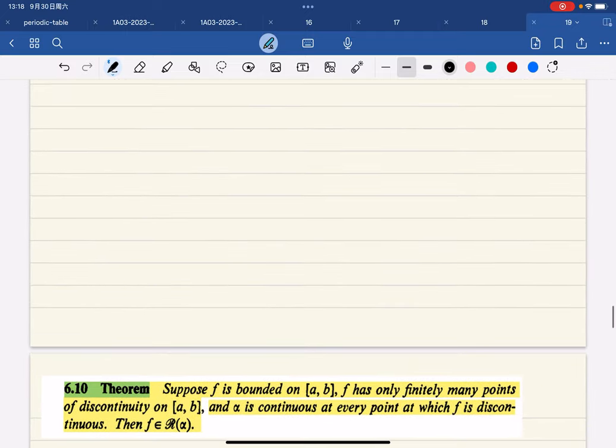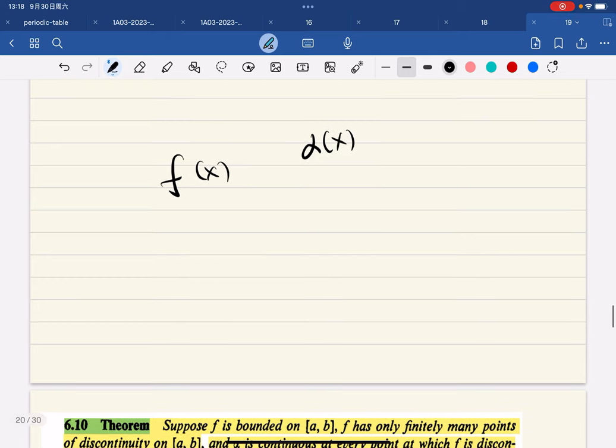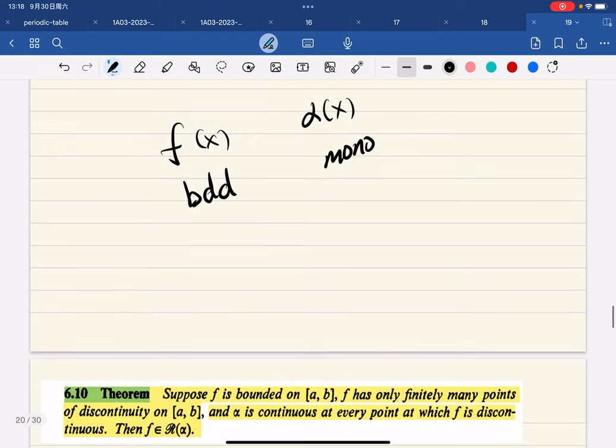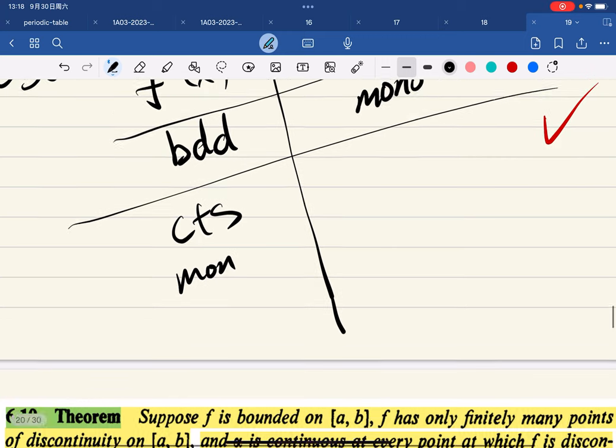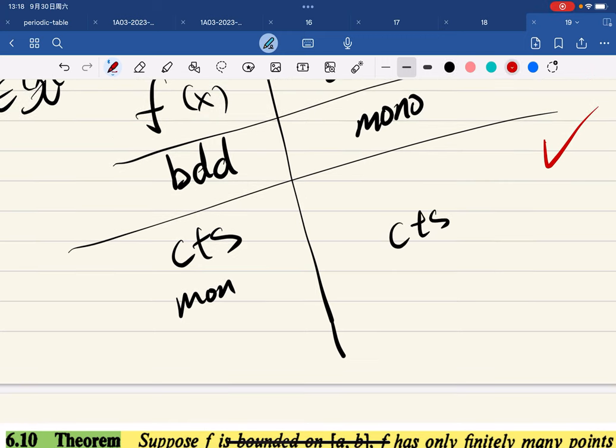So let me just make a chart to make this simpler to understand. We have alpha(x) and f(x). We have f(x) is bounded, monotone, right? And we have if f is continuous, then does the integral exist? Yes, when f is only continuous, and yes, when f is monotone and alpha is continuous.